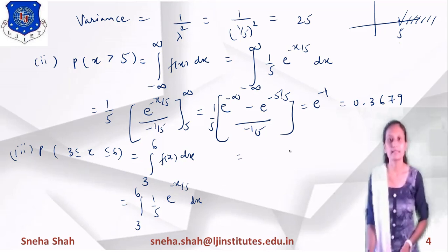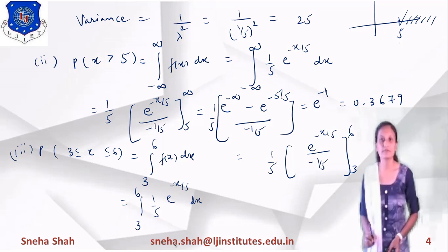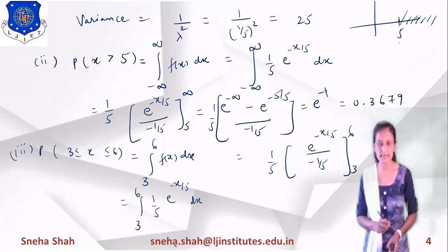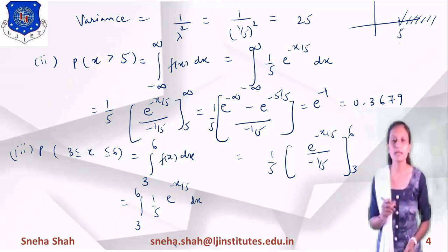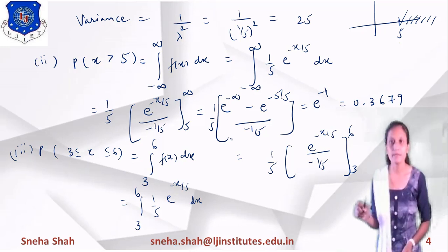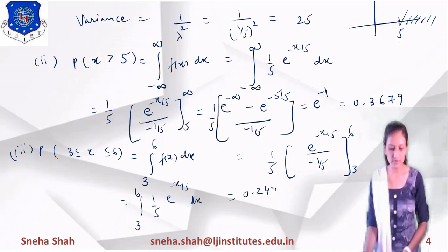Solving by the same method, 1 by 5 is a constant, and e raised to minus x by 5 upon minus 1 by 5, the range will be 3 to 6. If I first put x equals 6, then I will put x equals 3. Then 1 by 5 will be cancelled out, so the term will be minus e raised to minus 6 by 5 minus minus, plus e raised to minus 3 by 5. Solving this particular value, the answer equals 0.2476. So this way we can find the probability of any random variable x in between any range.